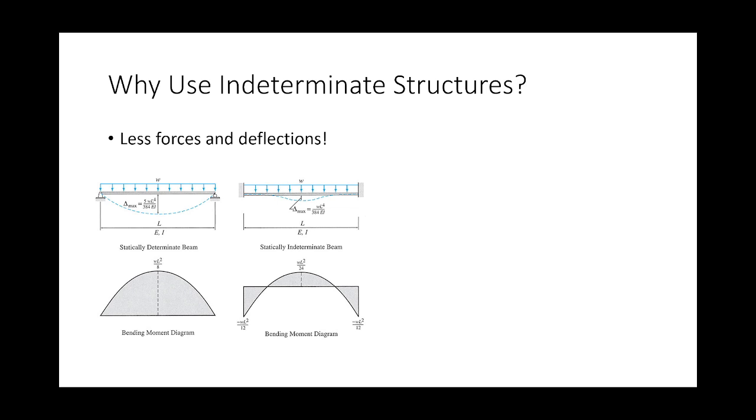Same thing with the moments. We have wL²/8 here at midspan. Here we have wL²/24, and then wL²/12 here. So we reduce the moments and the deflections by making the structure indeterminate.